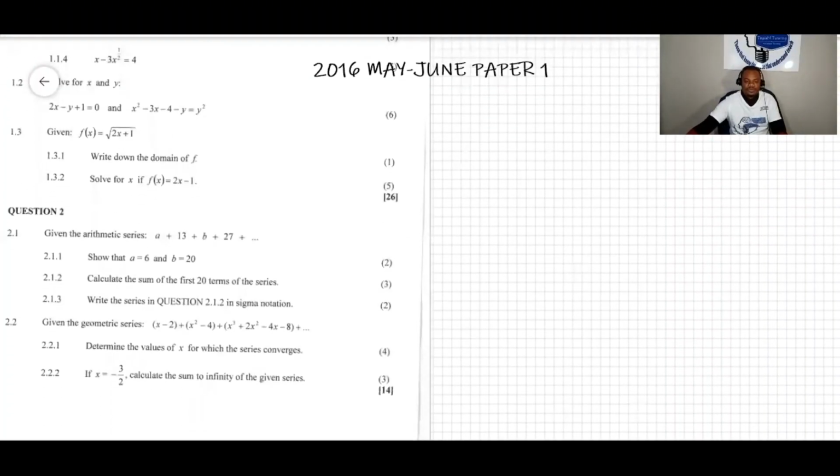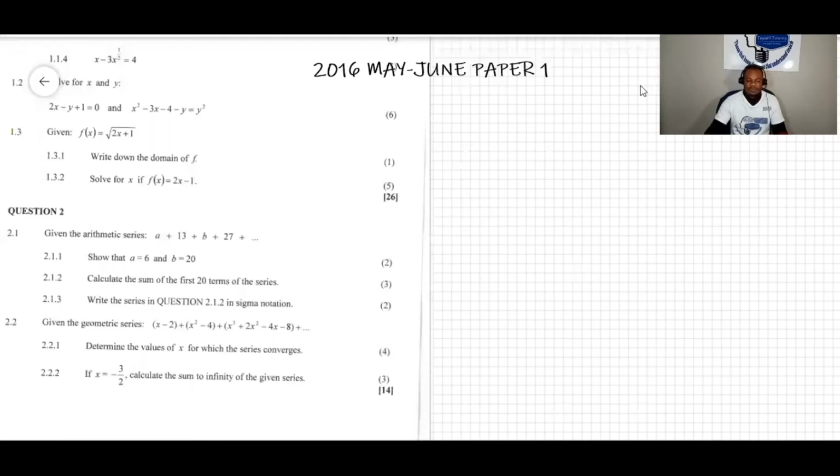Well, we're doing question 1, and then question 1.3. In the previous video, we did question 1.1, all the questions, and question 1.2, and now we're going to do question 1.3. The question says, given that f of x equals the square root of 2x plus 1.